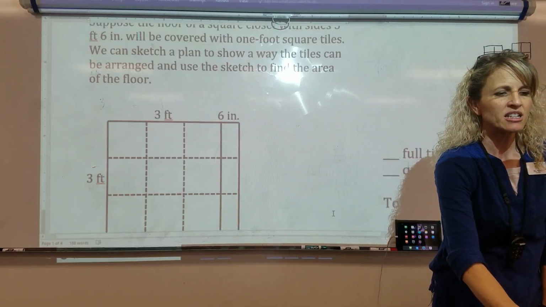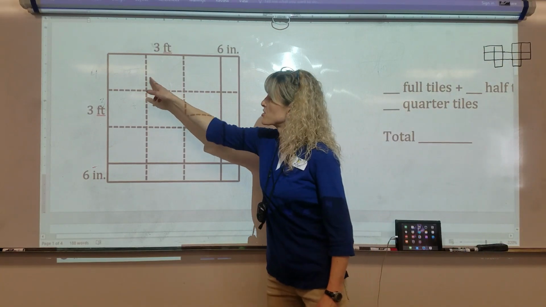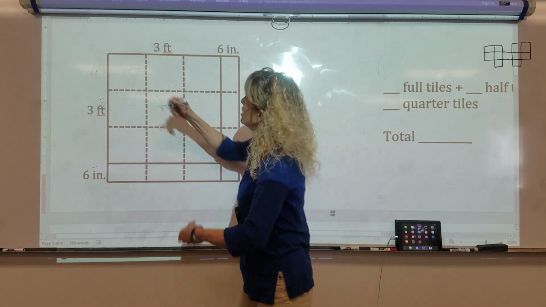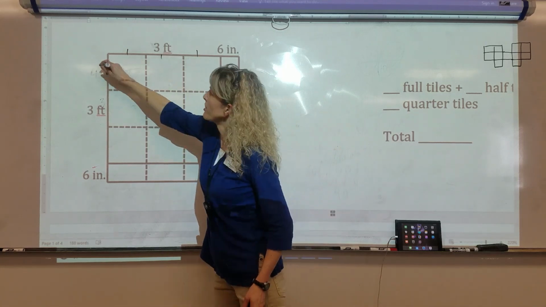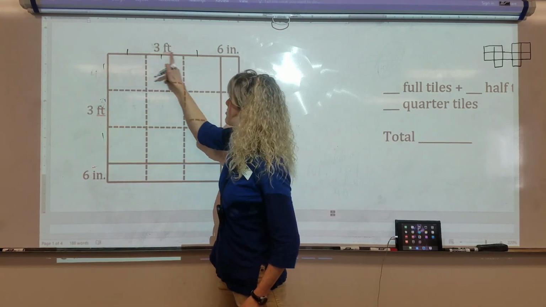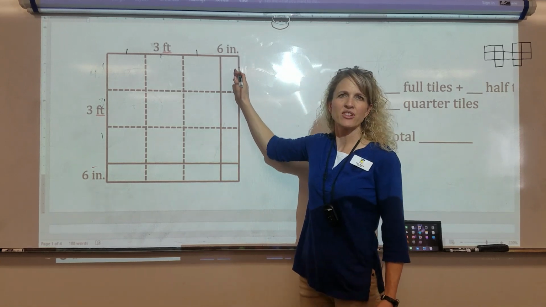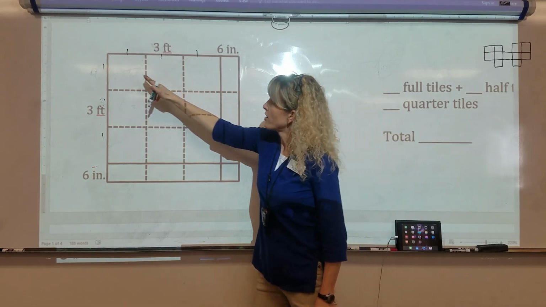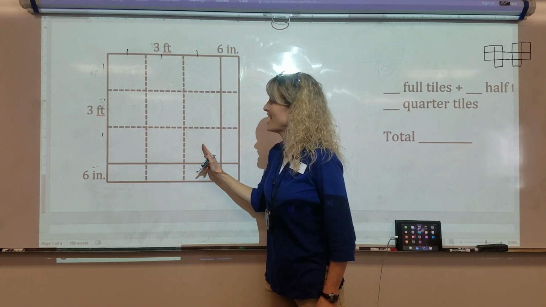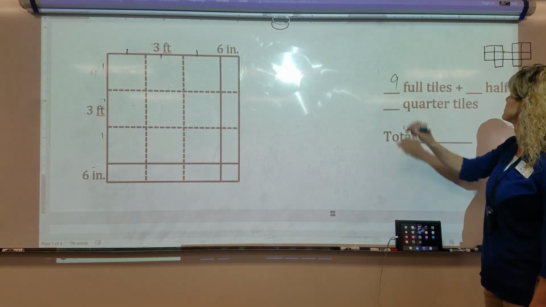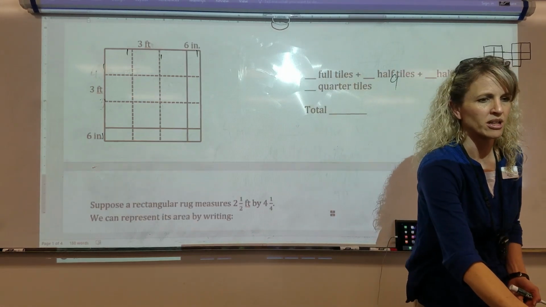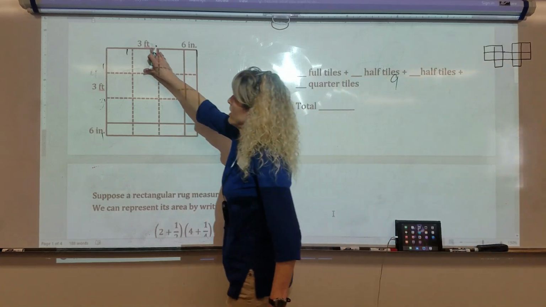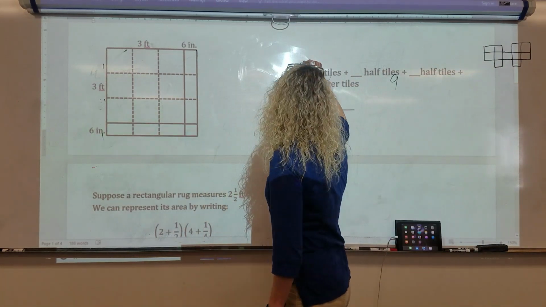So let's say I had to tile a bathroom and I had some square tiles, and they're all 1 foot by 1 foot. That's how it adds up to 3 feet. But then I had to cut half of a tile here. So I've got 1, 2, 3, 4, 5, 6, 7, 8, 9 full tiles.